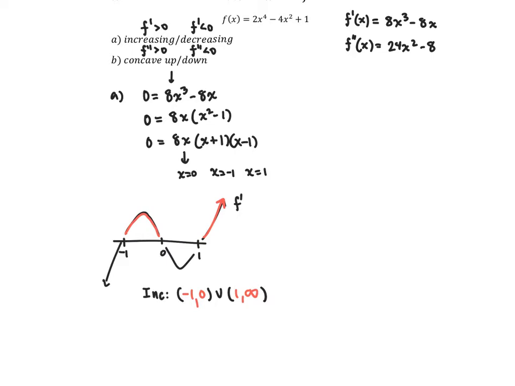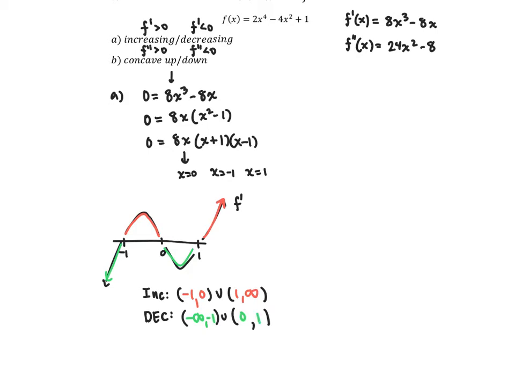All right, outstanding. And decreasing on those other intervals. Clearly, whatever is not already used on the increasing intervals, because this function is not constant at any point. Okay, so negative infinity to negative 1 and 0 to 1.